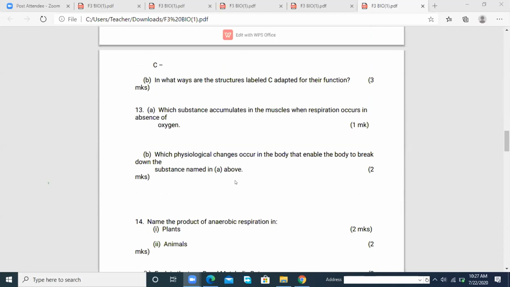Question 13. Which substance accumulates in the muscles when respiration occurs in the absence of oxygen? Lactic acid. Which one is that? Lactic acid. It's right. Part B. Which physiological changes occur in the body that enable the body to break down the substance named in A above?